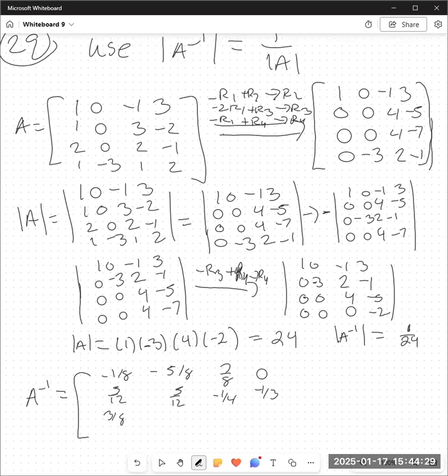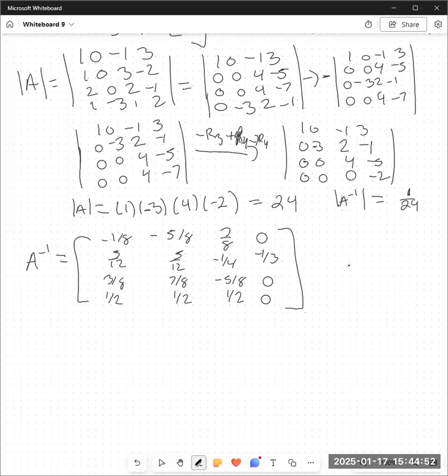3/8, 7/8, -5/8, 0, 1/2, 1/2, 1/2, 0. So I would expand on this last column over here to find its determinant, and would find that the determinant of A is equal to, so this is plus, minus, plus, minus, plus, minus, plus, minus.